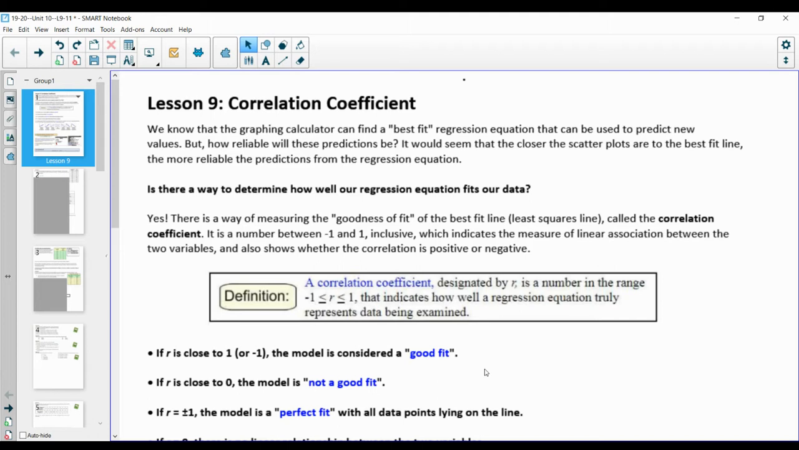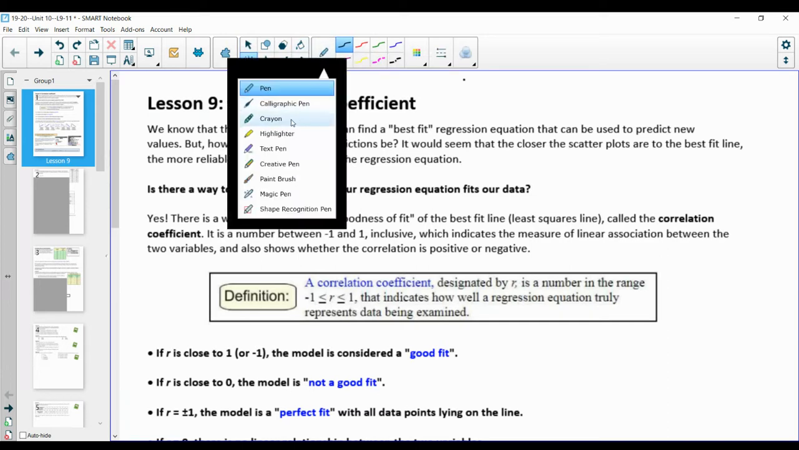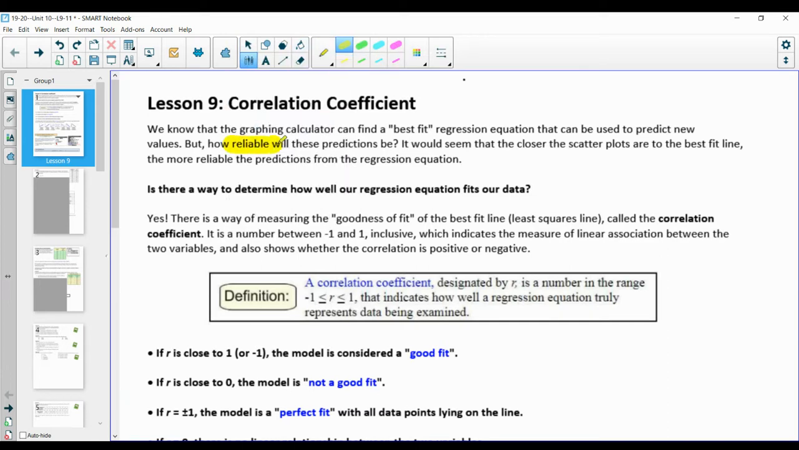Okay, so in lesson 9, we're going to talk about the correlation coefficient. As we learned, the graphing calculator can help us find what we call a line of best fit, and that line of best fit allows us to predict new values. But the question we're left with is, how reliable will these predictions be?